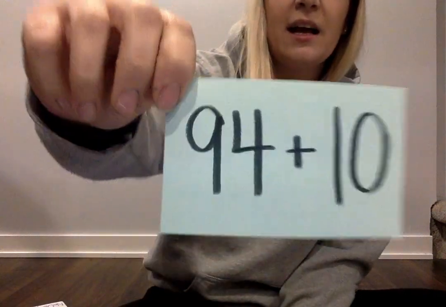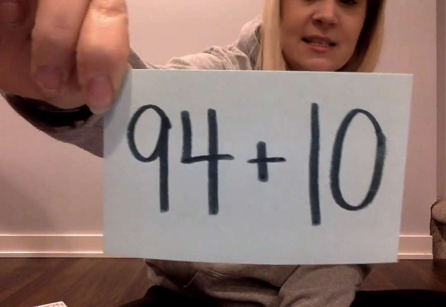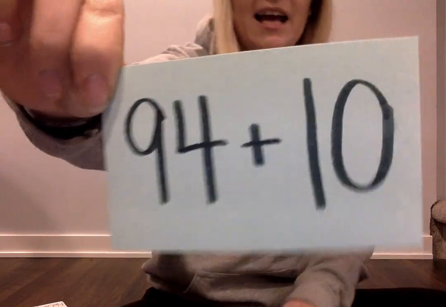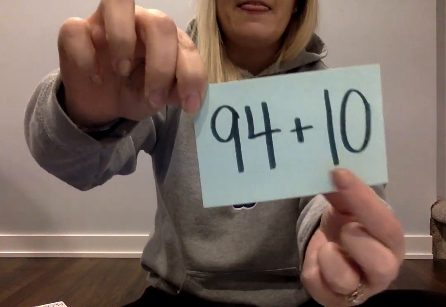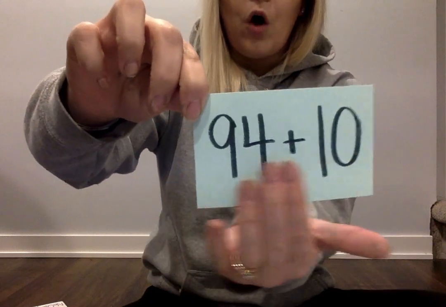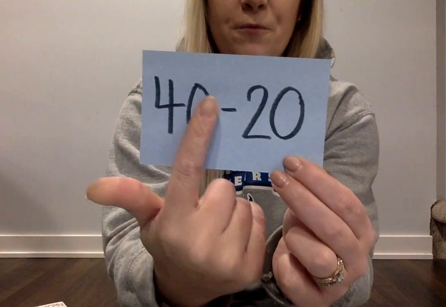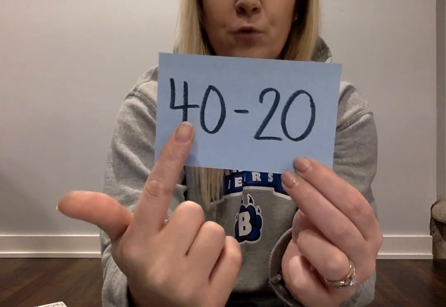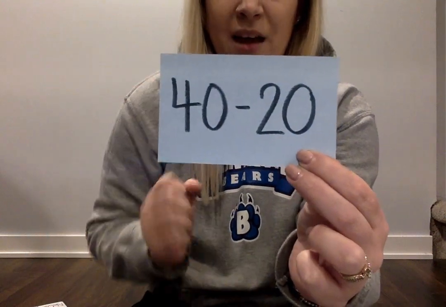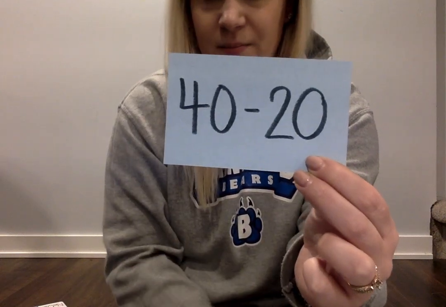Can you do 94 plus 10? Remember, when you're adding, you need to build 94, then build 10 more and add them all together. Can you do subtraction problems at home too? Could you do 40 minus 20? Remember, this is a subtraction sign, so you would need to make 40, and then you're not going to make 20. You're going to take 20 away from the 40 that you've built. You can use a 120 chart too.